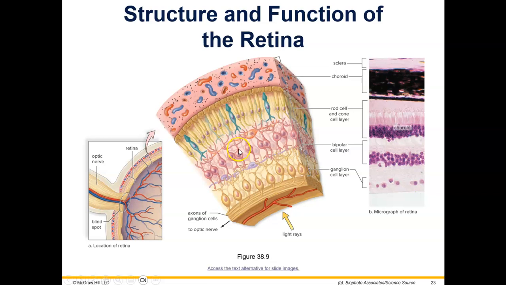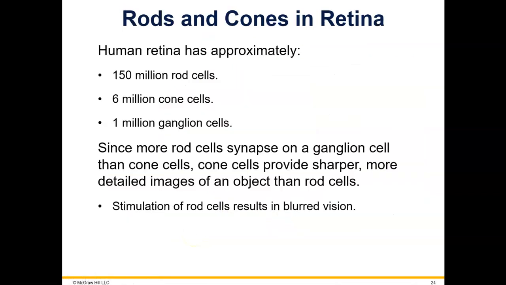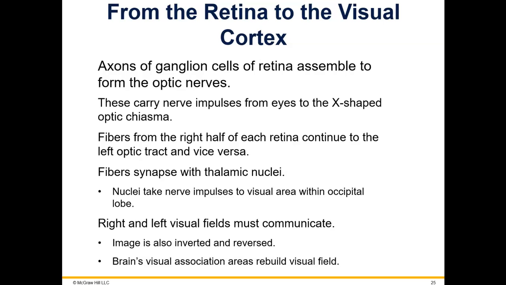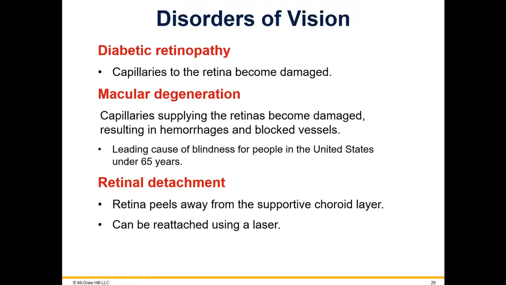Once the rods and cones receive the light, they will send that signal to bipolar cells, and then those bipolar cells will transmit the signal to ganglion cells, which will transmit the signal to the optic nerve, which will take the signal to the thalamus in the brain, and then to the visual association area in the occipital lobe of the cerebral cortex.